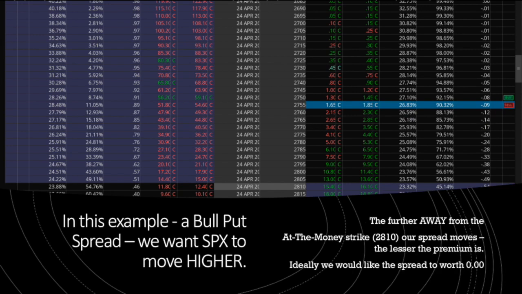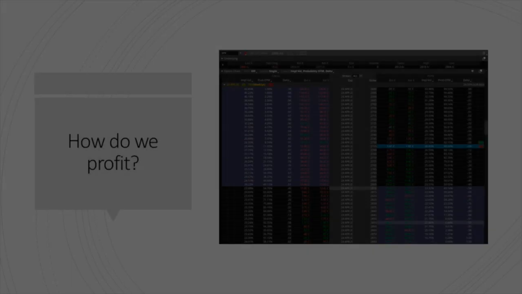So this example is a bull put spread, and we would want SPX to move higher. So the further away from the at-the-money strike, which in this image is 28.10, the further away our strikes move from 28.10, the lesser the premium is worth. And for our max gain, we would like for it to be worth nothing. Okay, so how do we profit?